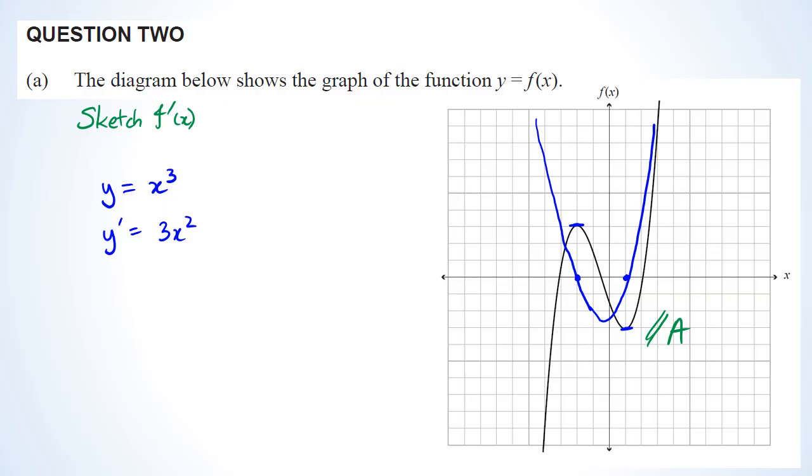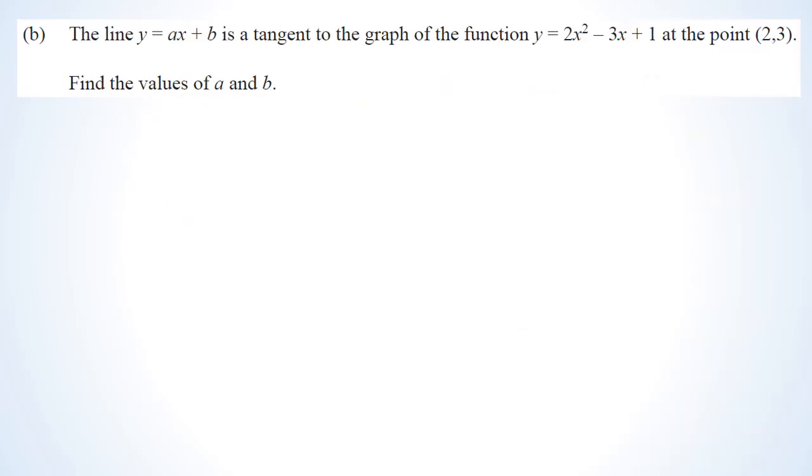All right, let's go to question 2b. Okay, so 2b says the line y equals ax plus b is a tangent to the graph at the point (2, 3). Find the values of a and b. So basically, all you have to do is differentiate and find the tangent at that point, and then that will actually give you a and b.